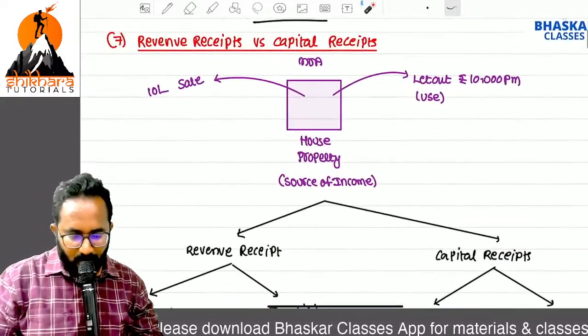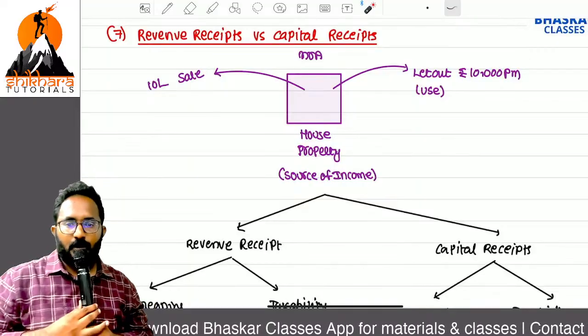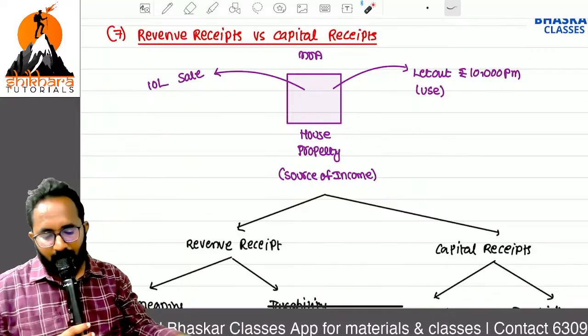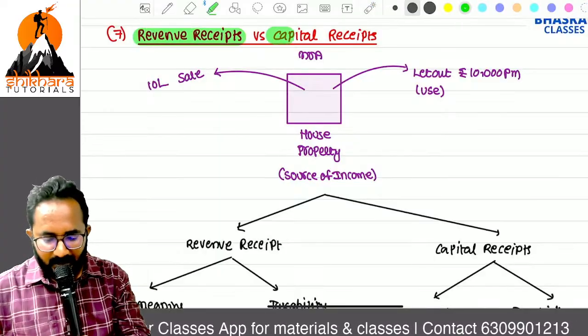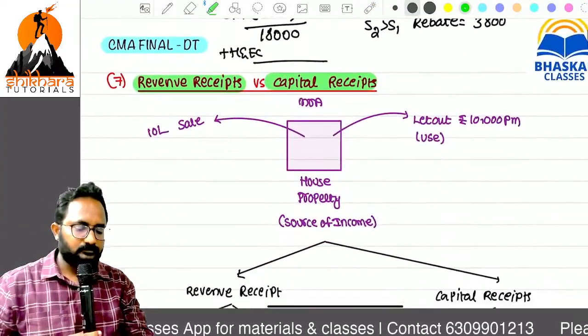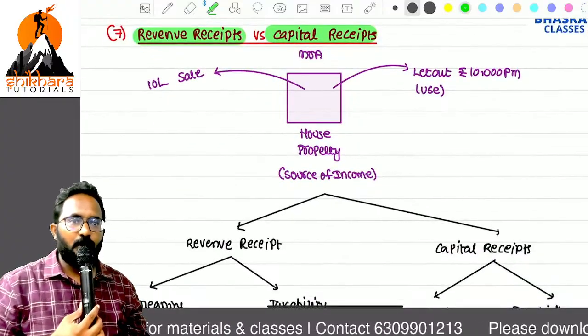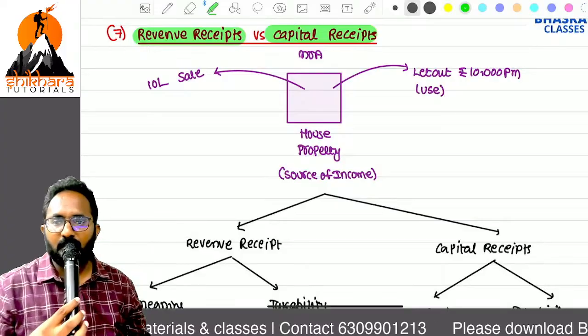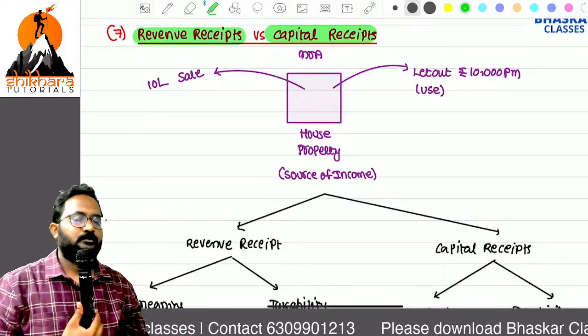Now one more theory concept. What do you mean by capital receipt and revenue receipt? Any idea about what a capital receipt is and what a revenue receipt is?